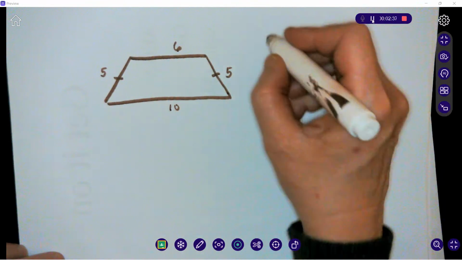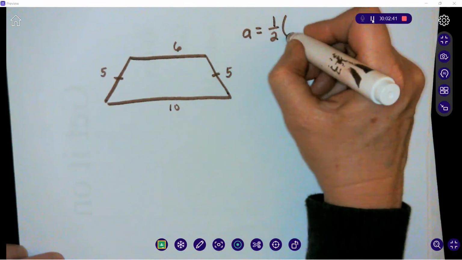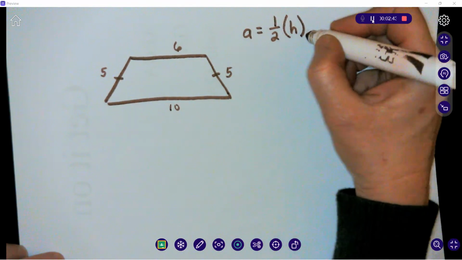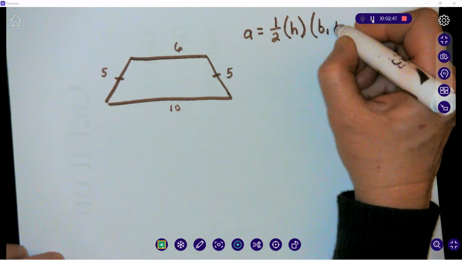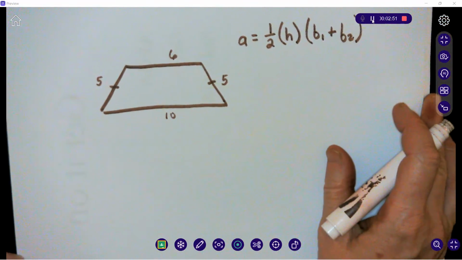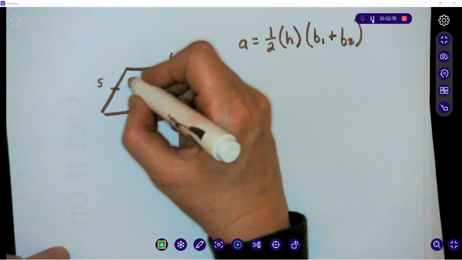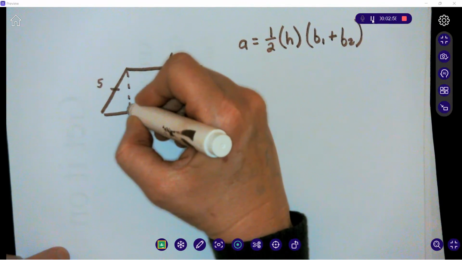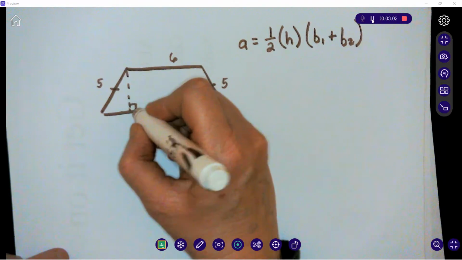Well, I remember our area of a trapezoid is 1/2 times the height times the two bases added together, base 1 plus base 2. Okay, so we do have base 1 and base 2, but we don't know the height. With this information, can we figure out what that height would be?